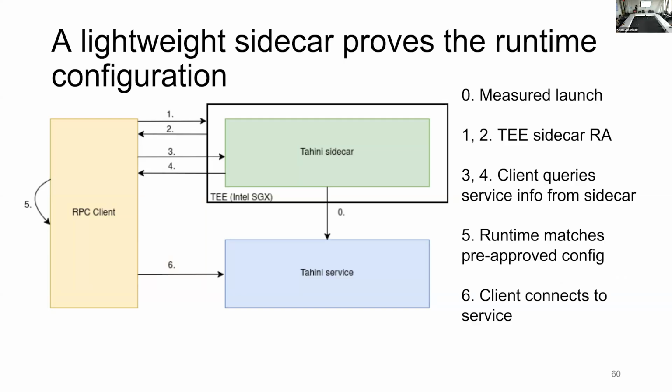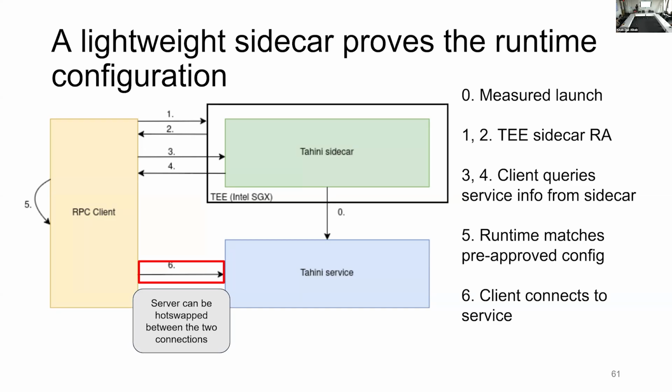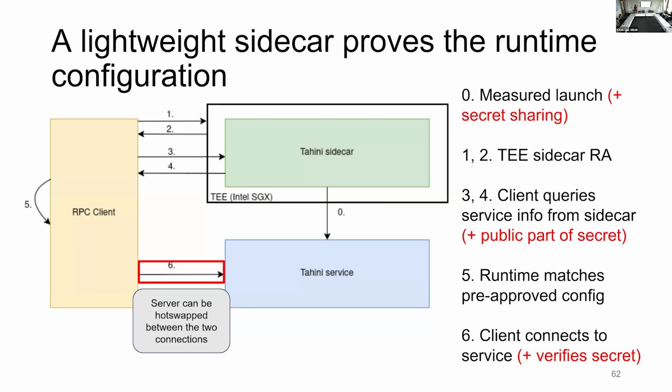Now, there's something important that is missing, namely, between the time the client connects to the sidecar, requests the information, and then connects to the service, the service could be hot swapped, rebuilt, or redeployed. So we want some additional guarantees that bind this whole thing together. When launching the process, the sidecar also provides some secrets to the service. When the client connects to the sidecar, it also retrieves the public part of the secret, and the secret is then verified during connection establishment.